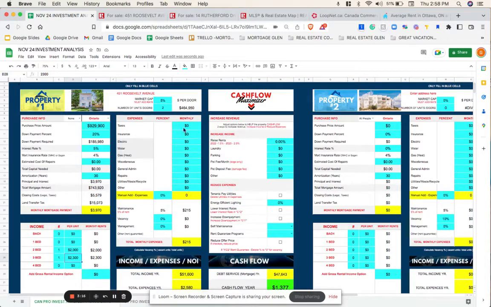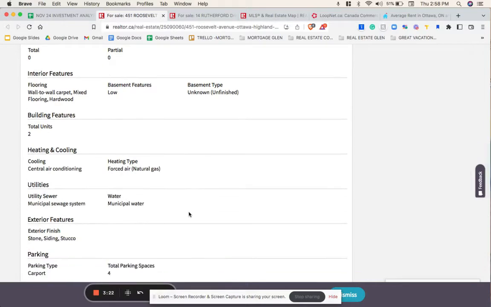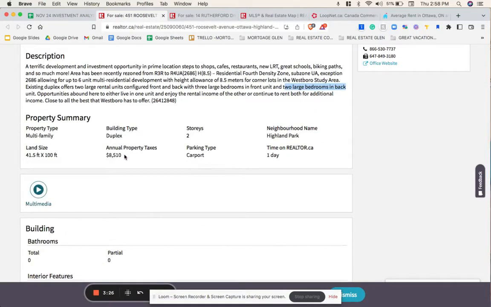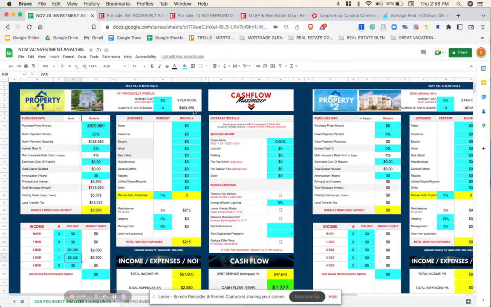Okay, we're going to scroll up to taxes. So I did notice on here the taxes. Let me see, where was it here? Annual property tax 8,510. So that's annual, right? So in our analyzer we have a monthly field here, so what we're going to do is put in monthly. So 8,510 divided by 12 is 709. So 709 for property taxes every month.